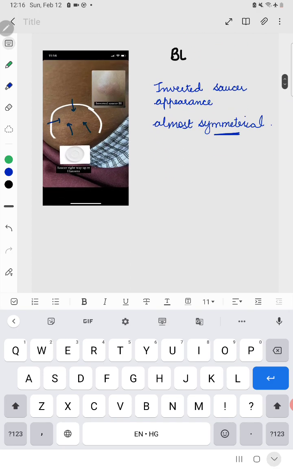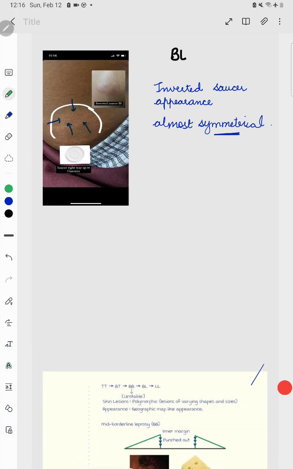Now there's something called BL Hansen's. What happens in BL Hansen's is basically the inflammation is not able to control the bacilli. So the cells are not able to form a granuloma properly, and the cells infiltrate towards the center. So you'll see an inverted saucer appearance sort of, and that is BL Hansen's. The last one here is LL Hansen's, where you'll see a lot of nodules because bacilli are independently going all over the body. So you'll see multiple bacilli which are symmetrically distributed.